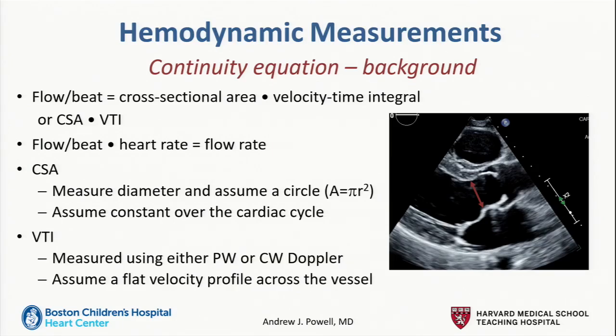Then the VTI, the velocity time integral, is measured either by pulse wave or continuous wave Doppler. And when we do these calculations, we're assuming that the velocity profile across the vessel is flat. So what does that mean? Well, we might put our Doppler sample from an apical view over here and measure the velocity here. But this approach assumes the velocity here is the same edge to edge, when in reality it's probably not.